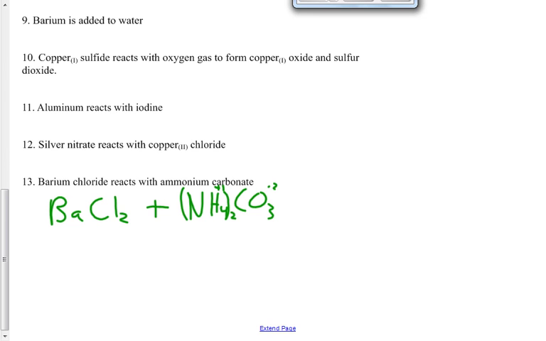Guys, on number 10, you'll notice I give you the products on number 10. Okay, reason for that, it's not a type of reaction that we've gone over, so there was no way for you to identify the type and as a result predict what the products would have been. So I've given you the products for that one. Just write it out and balance it.